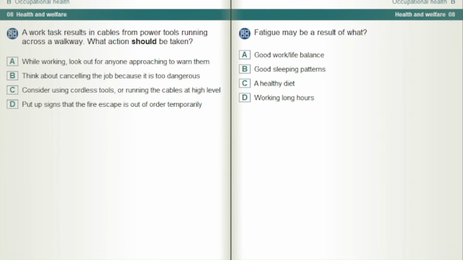A work task results in cables from power tools running across a walkway. What action should be taken? While working, look out for anyone approaching to warn them. Think about cancelling the job because it is too dangerous. Consider using cordless tools or running the cables at high level. Put up signs that the fire escape is out of order temporarily.